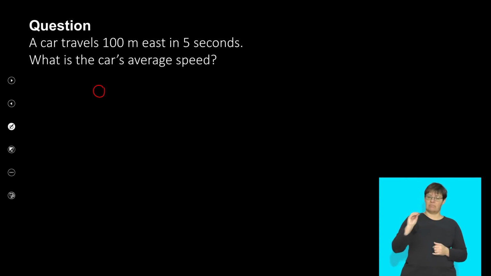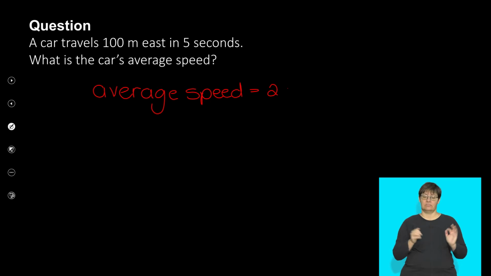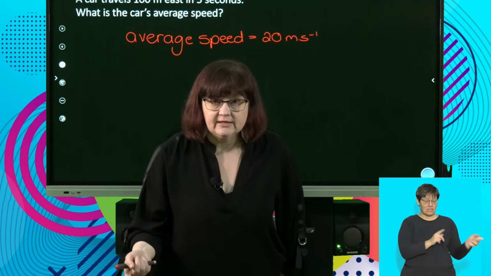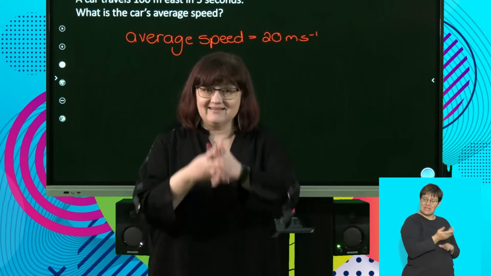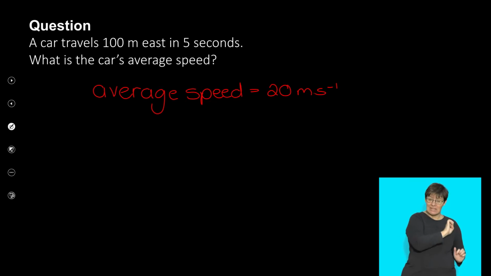So I can just say that my average speed is 20 meters per second. Remember, speed is a scalar, so direction mustn't be included. If you put a direction here, we'll mark it wrong because it's not showing that you understand that speed's a scalar.